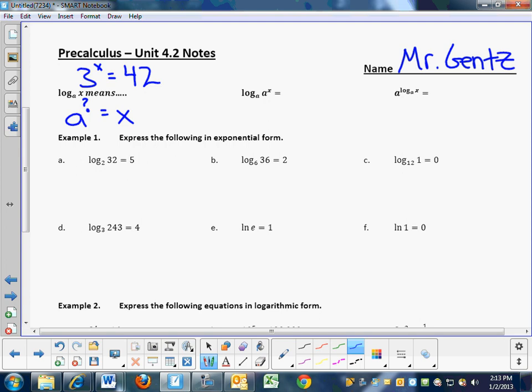What's 3 squared? 9. What's 3 to the third power? 27. What's 3 to the fourth power? 81. So you can see that the x value is going to be, say, 3.5 or something like that. It's going to be between 3 and 4. So logarithms help us solve for exponents.